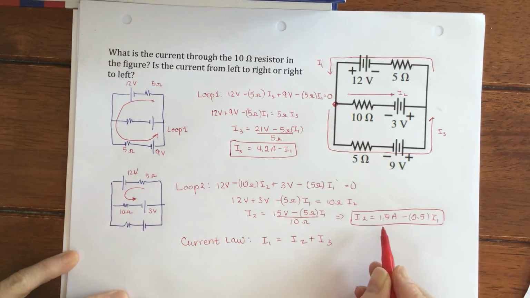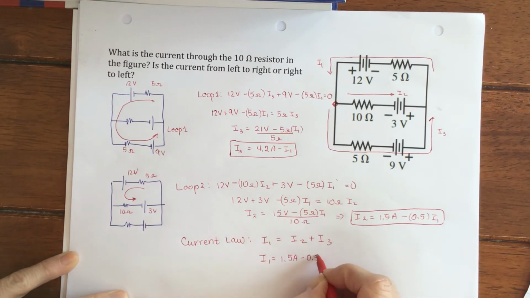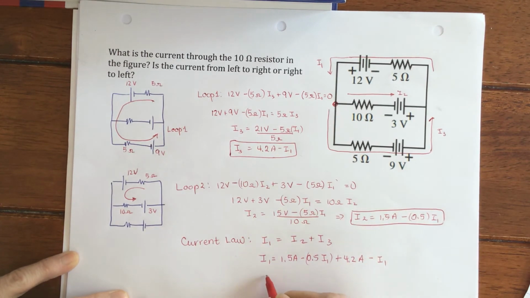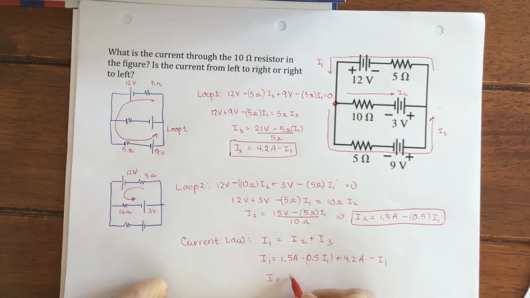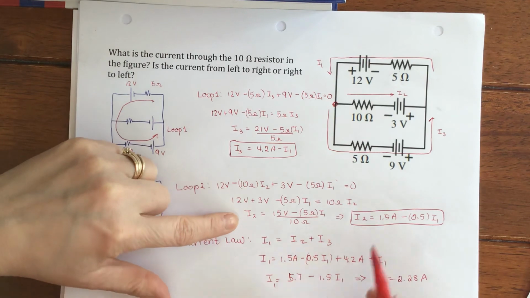Let's put these expressions into the current law, and then we can find our current I1. I1 is 1.5 minus 0.5 times I1 plus 4.2 minus I1. So then I1 is equal to, let's see, 1.5 plus 4.2 gives us 5.7 minus 1.5 times I1, which means I1 is equal to 5.7 over 2.5, or 2.28 amps. There's our current I1. Now we can use this to find our current I2.